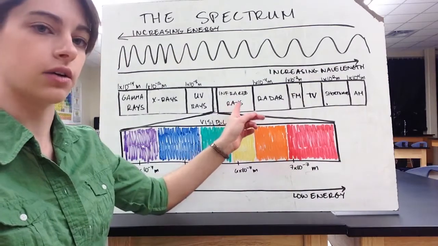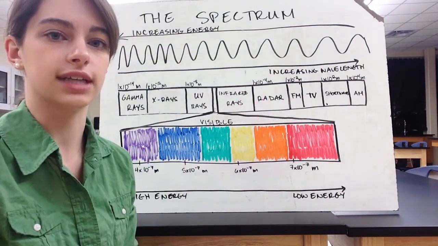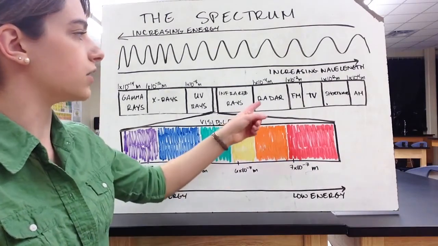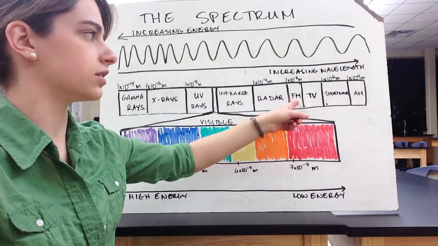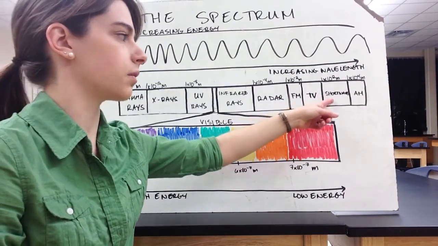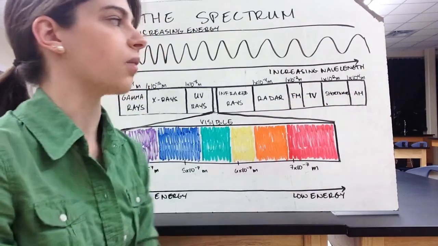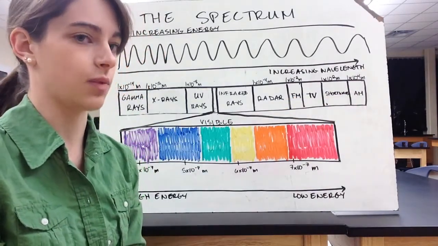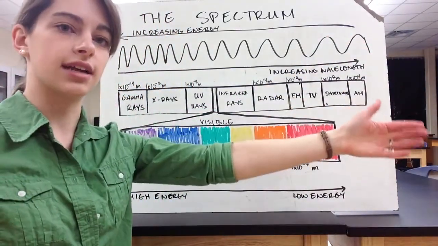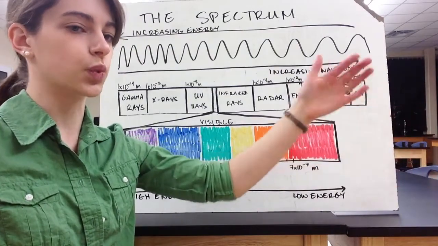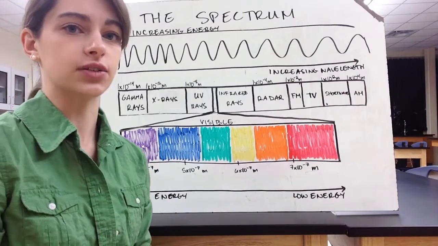We hit infrared, or IR. And IR is what you can detect heat with. And then radar is next. And then your FM radio signals, your TV, your shortwave radio signals, and then your AM radio signals. The AM waves are 1 times 10 to the 4th meters in wavelength. That means in between two peaks, you have 1 times 10 to the 4th meters of space. Really long wavelengths, really low energy. So that's the electromagnetic spectrum.